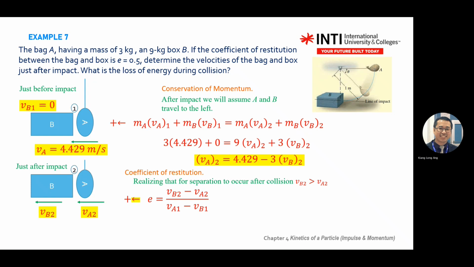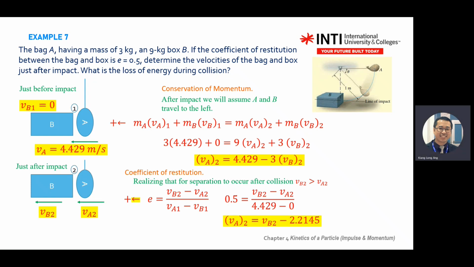We assume in this case, so that's why you can use this case. We assume. So you assume this case, but if you find negative answer, then your assumption is wrong. You substitute, you get second linear equation. Solve simultaneous equation, you get VA2, VB2. Makes sense.